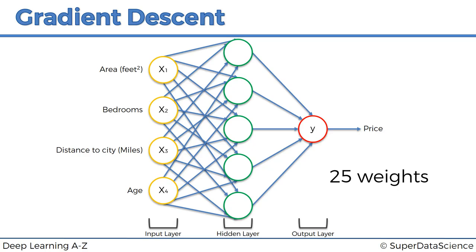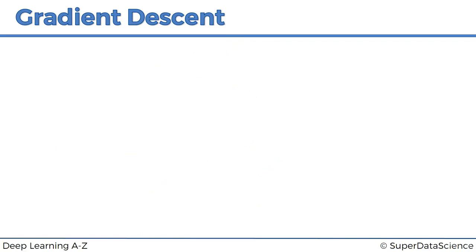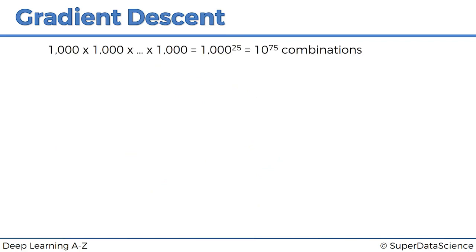It's a very simple neural network right here, just one hidden layer. How could we brute force our way through a neural network of this size? Well, let's do some simple mathematical calculations. We have 25 weights, so if we test 1,000 combinations for every weight, the total number of combinations is 1,000 to the power of 25, or 10 to the power of 75 different combinations.